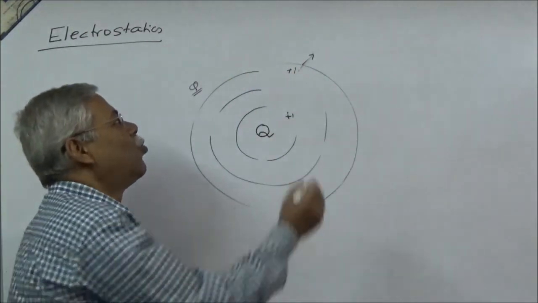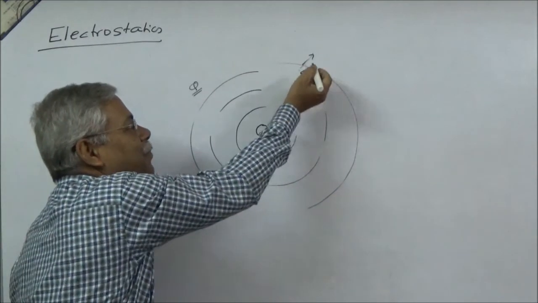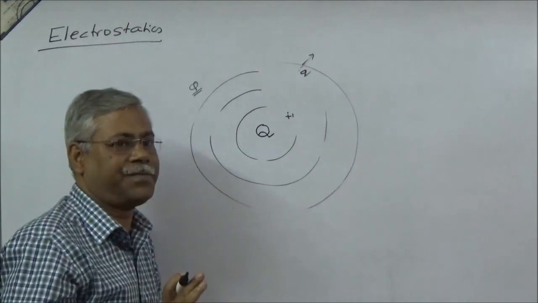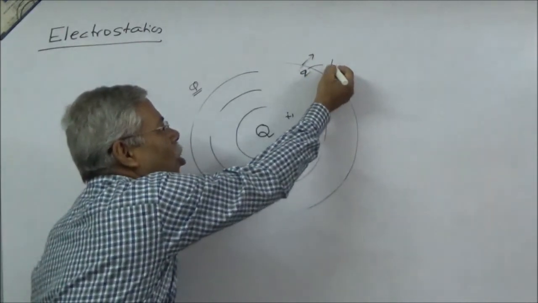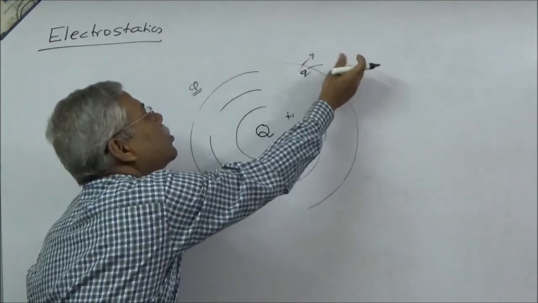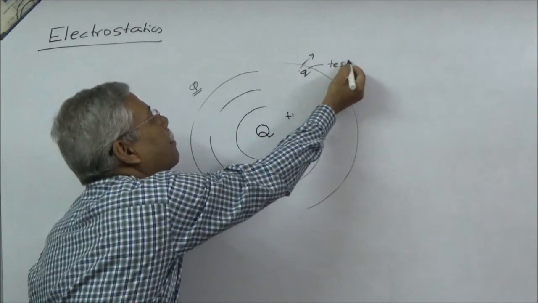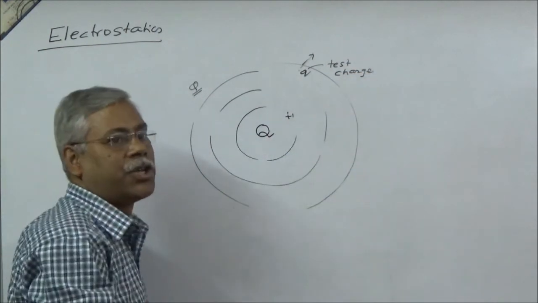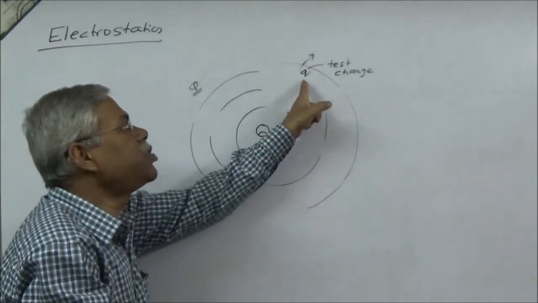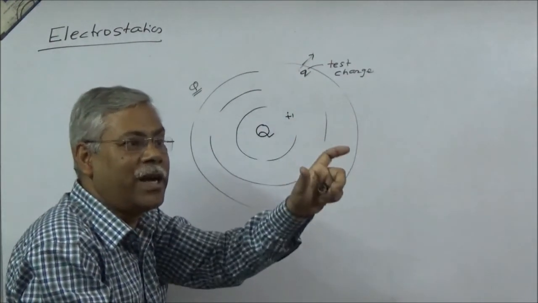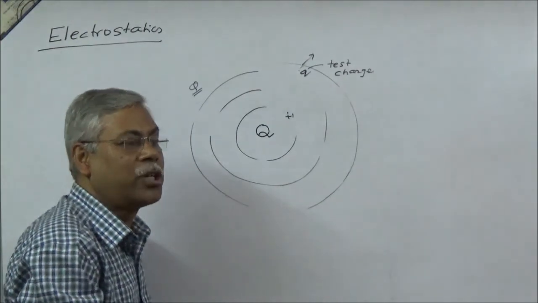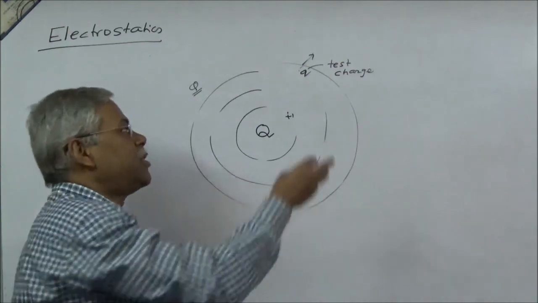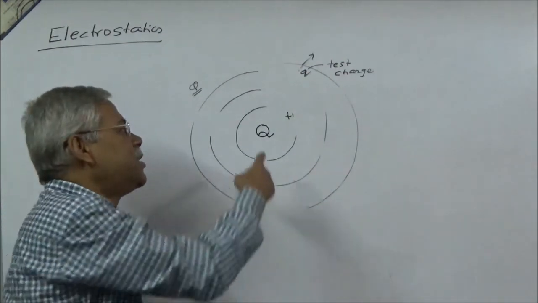In practice, what we do, we take a small charge, any amount of small charge, and this small charge is called a test charge. You cannot take any amount of charge as a test charge. What should be the quality of a test charge? It should be small, because a test charge should not be so big as to disturb the main charge.